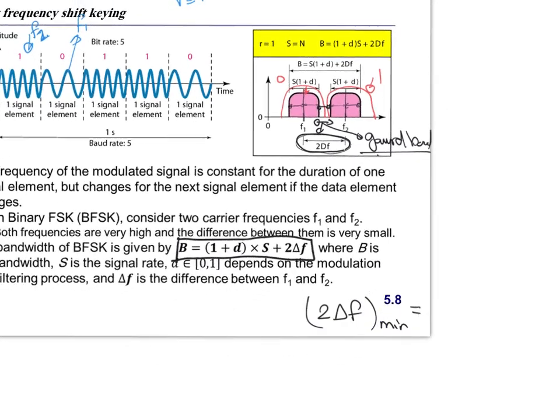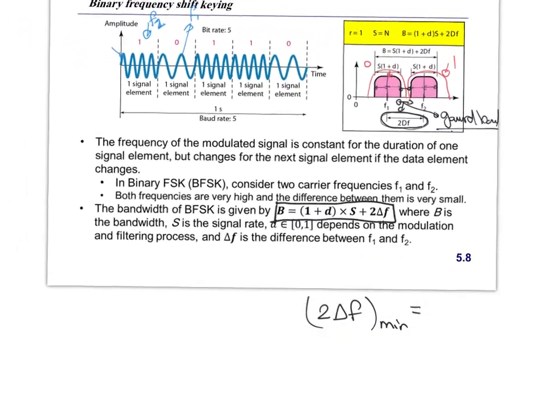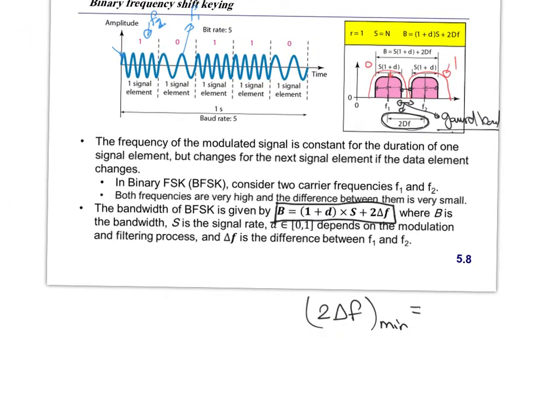So the minimum 2 delta F is in fact 1 plus D times S, right? Because when the two symbols are right next to each other, you have half times 1 plus D times S and half times 1 plus D times S. So when you combine both, it becomes 1 plus D times S. Clear?